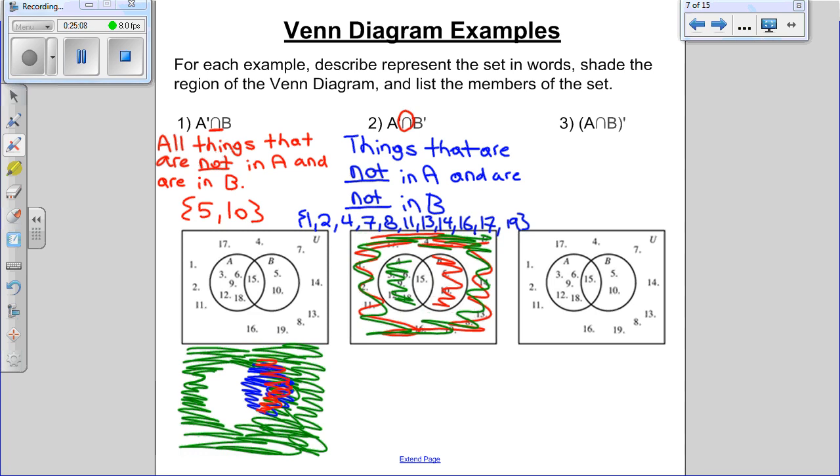So I listed all the things that were outside the 2 bubbles. The numbers were 1, 2, 4, 7, 8, 11, 13, 14, 16, 17, and 19.